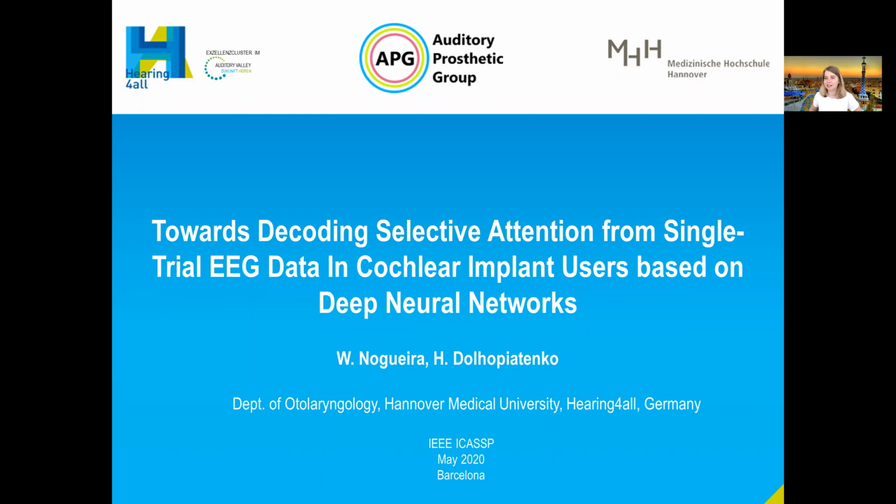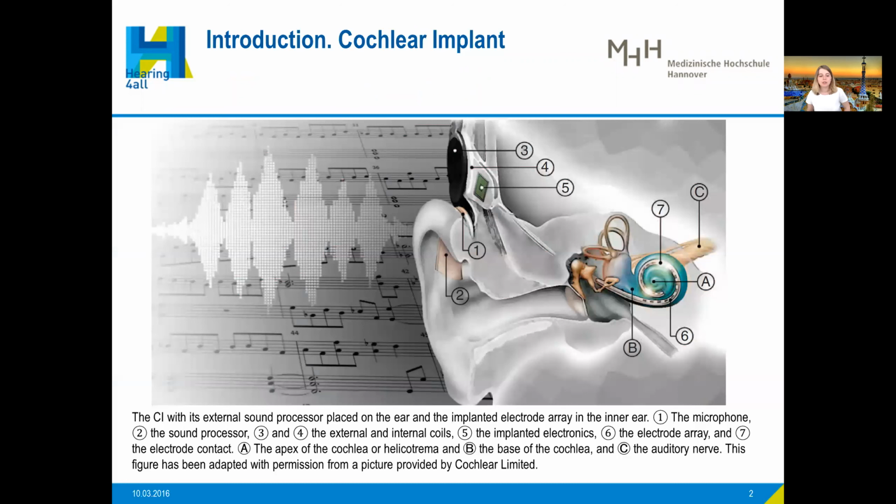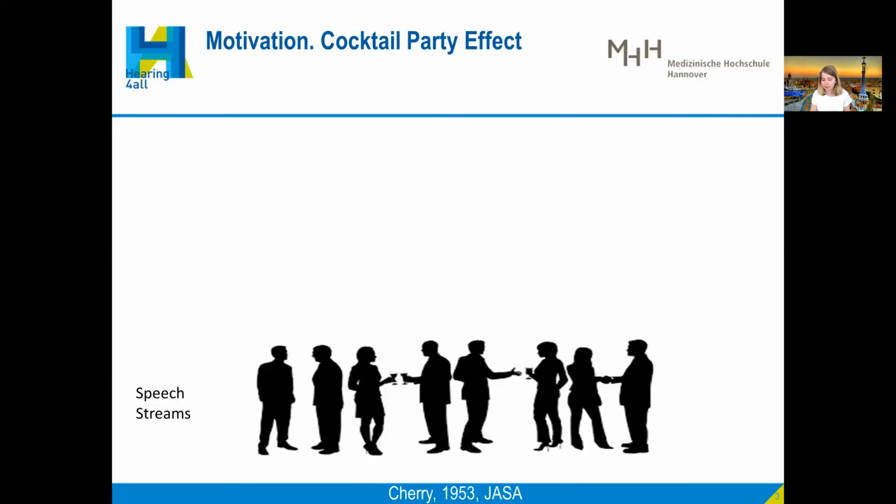Hello, I'm Hanna and I will start the presentation. So what is a cochlear implant? A cochlear implant is an implantable medical device which restores hearing, bypassing the damaged structure of the inner ear and directly stimulating the hearing nerve. The implant consists of two parts, an external part and an internal part. The external part includes a sound processor, microphone, and external coil. The internal part consists of an internal coil, implanted electronics, and an electrode array.